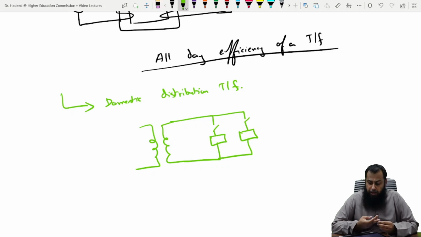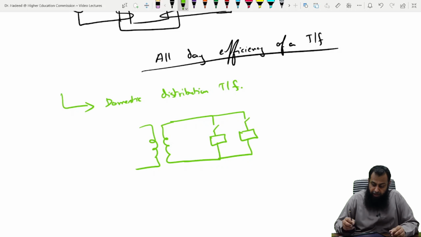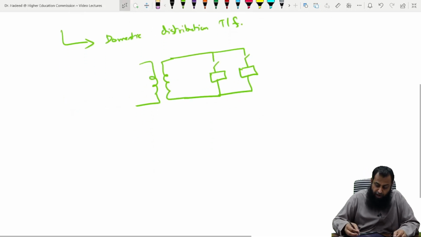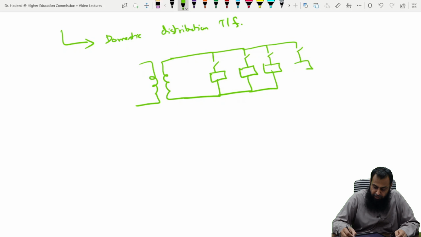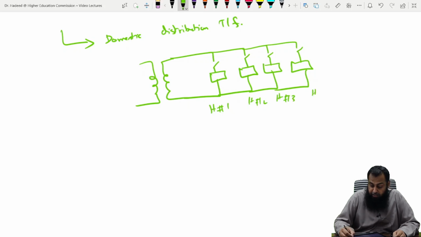And therefore, we need to explain the efficiency of a transformer not in terms of the loading on it, but in terms of the kilowatt hour energy consumed during each day. And for that, we require the load profile for a given area. For example, here I have shown the transformer for various different types of houses. This could be house number 1, this could be house number 2, and we have house number 3, and this is house number 4.